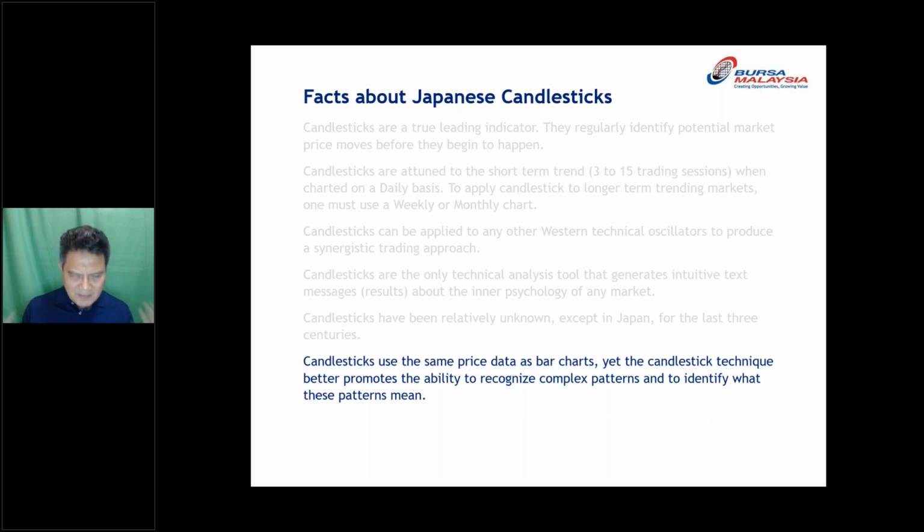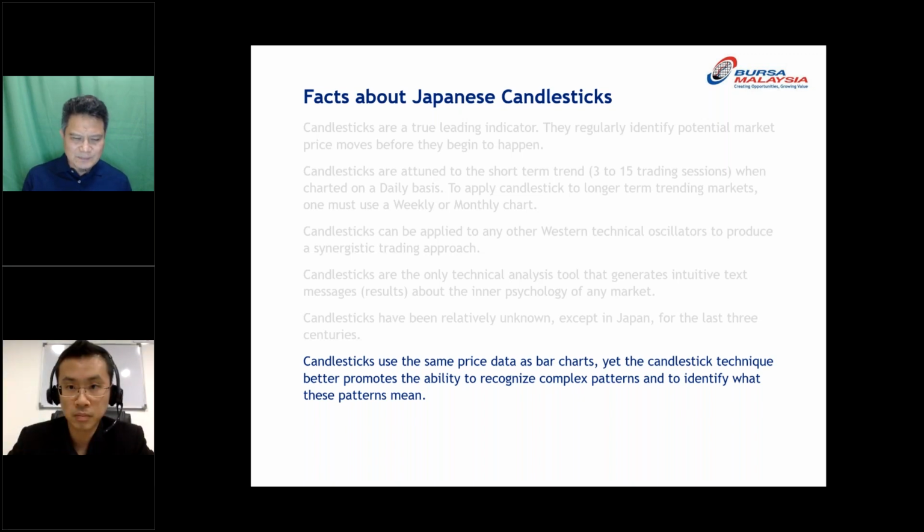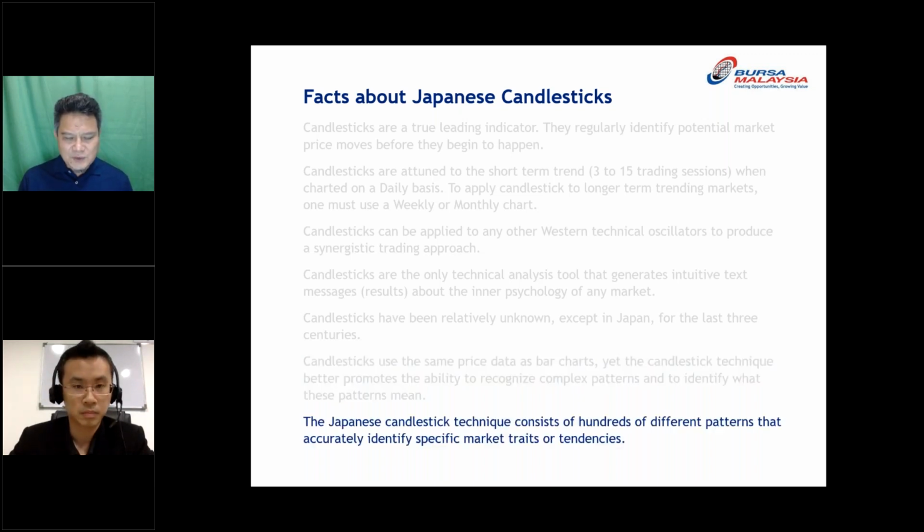They use the same data as the bar chart, which is open, high, low, close, but using the candlestick promotes the ability to recognize complex patterns and to identify what these patterns mean. The Japanese candlestick consists of hundreds of different patterns that identify specific market traits or tendencies, but some of them have a lower accuracy and some a bit higher. It can be from 40% to 80% accuracy.